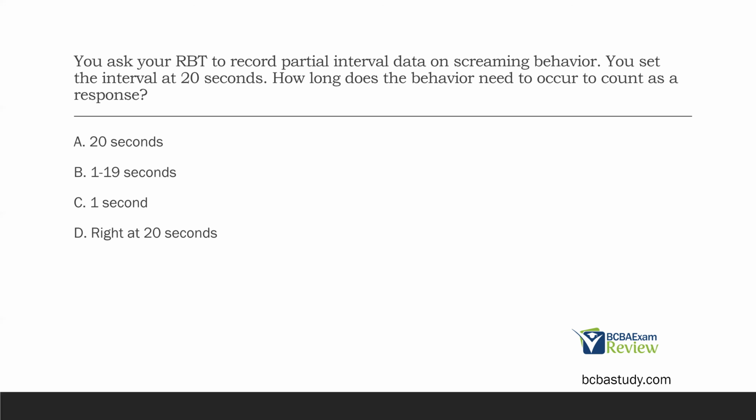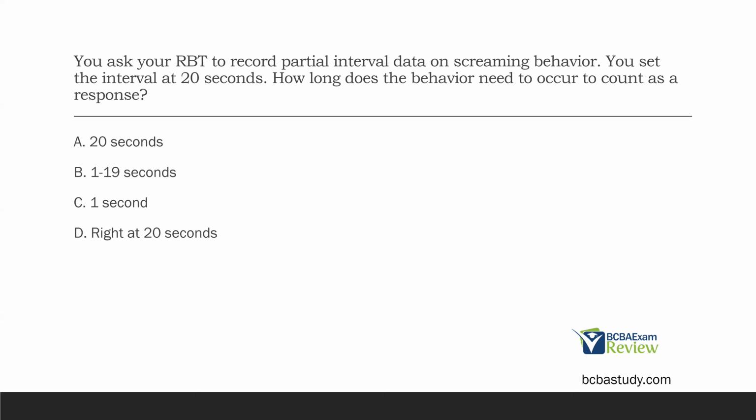B, 1 to 19 seconds. Be careful here, okay? Yes, if the behavior occurs at any point from 1 to 19 seconds, it's going to count. But what if it occurs for 20 seconds? Do we still count it? Yes, we do. So 1 to 19 seconds isn't quite thorough enough, okay? It's missing 20 seconds because if the interval is 20 seconds and the behavior occurs for 20 seconds, for partial interval data, that's going to count. So B is not quite what we're looking for.